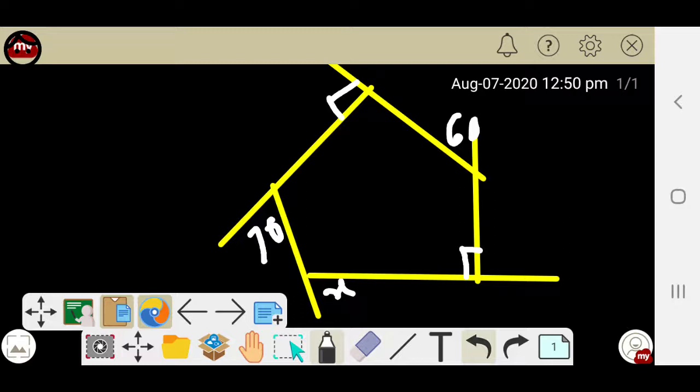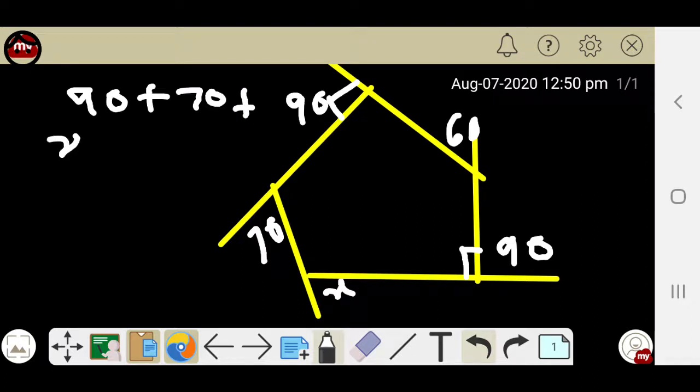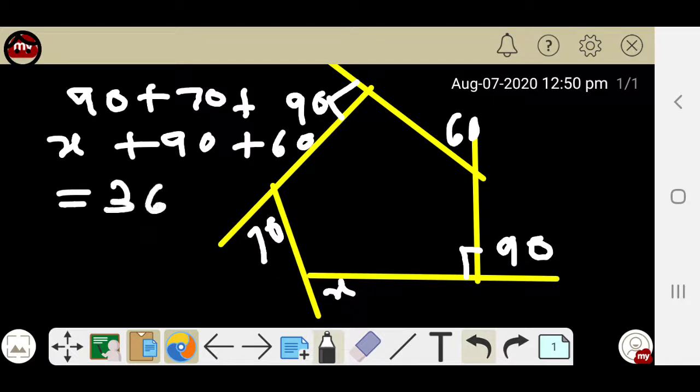Here also you have to find the value of x. Okay, here this angle is already given 90, this one 90, this 90, which means the remaining angle also 90. Here also we can tell it is a polygon. Total sum of exterior angles of a polygon equals 360. So what we can write here: 90, already marked, that type of marking means 90 degree. 90 plus 70 plus x plus 90 plus 60 equal to 360.